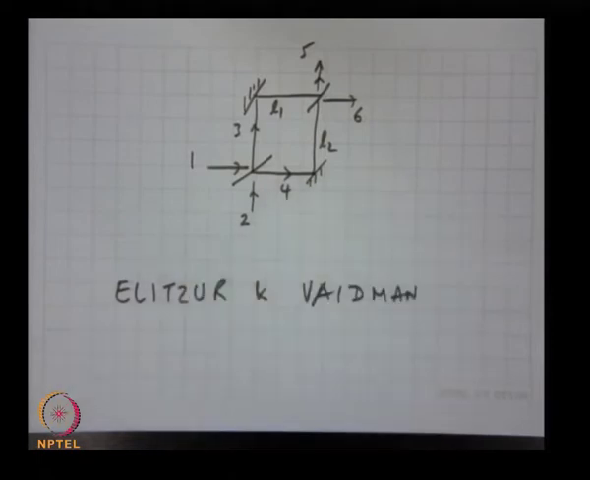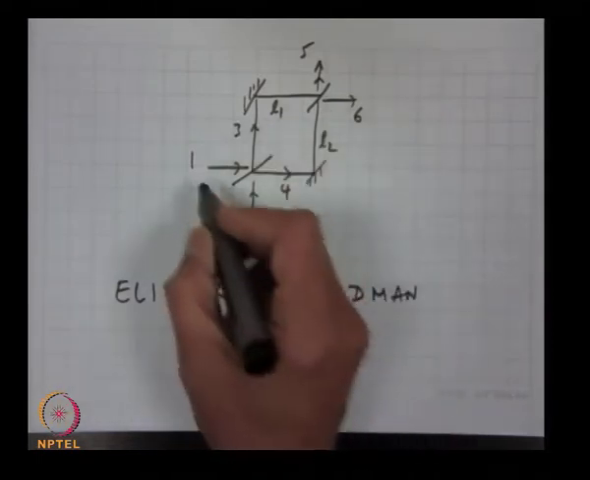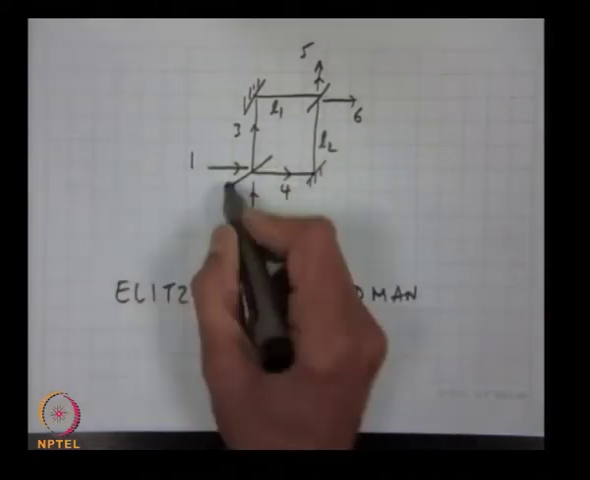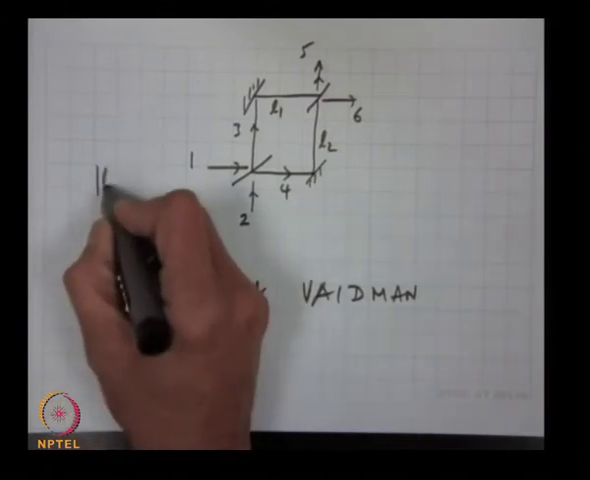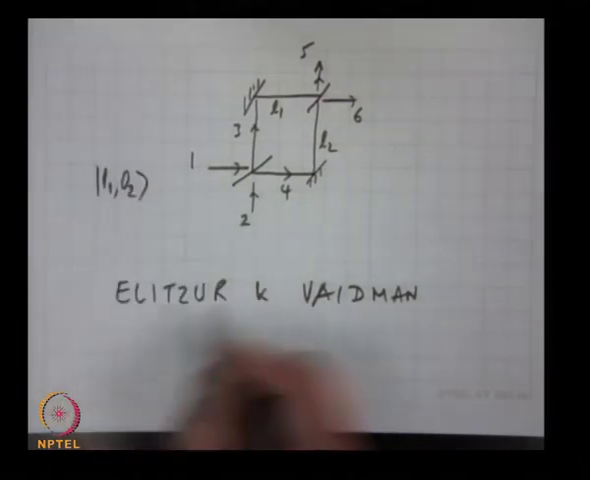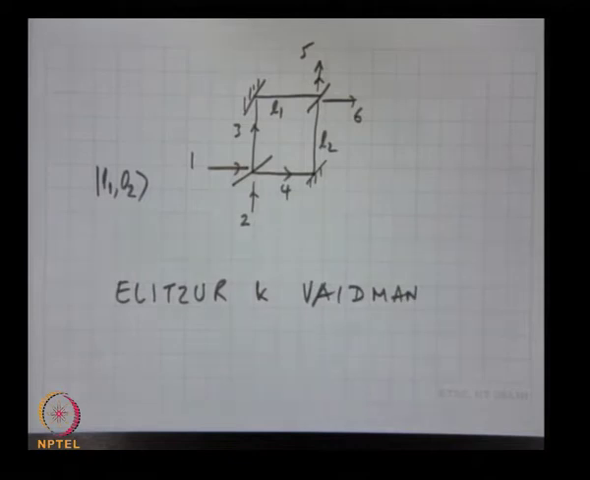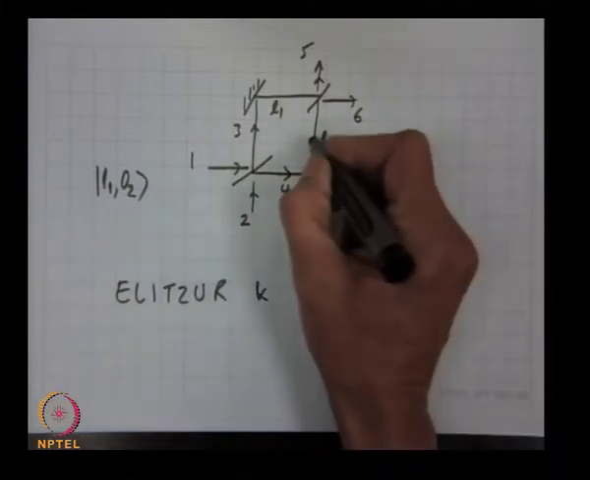So if I set up this interferometer so that I send a single photon state from here, so I have an input state |1⟩|0⟩, then the probability of getting a photon in 5 is 0, because the output state is |0⟩|1⟩. Now, suppose I place this bomb here.